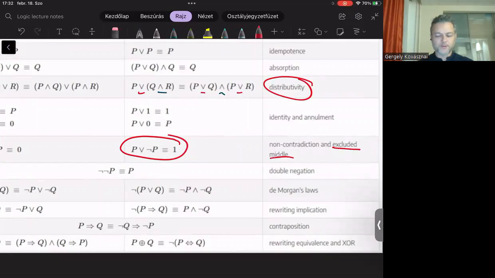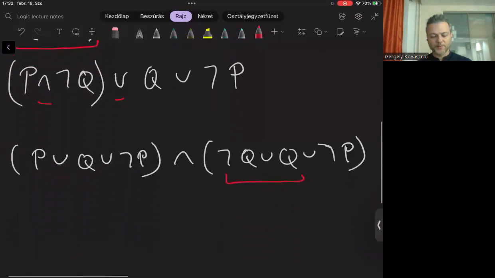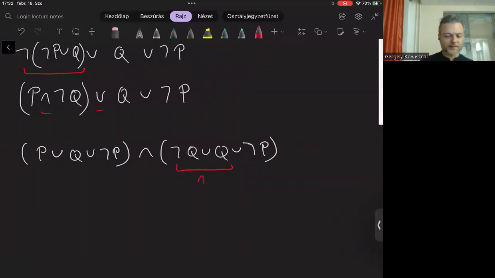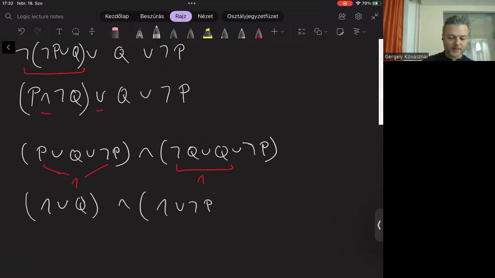So whenever you stumble upon such a pair of contradictory formulas, so you can find a formula and its negation and they are connected with disjunction, you can just remove them and replace them with one. So this is what I'm going to do here. Replace this with one, and similarly I'm going to do the same here for P and not P or not Q. So what I'm going to get after that is the following: 1 or Q and 1 or not P, right?